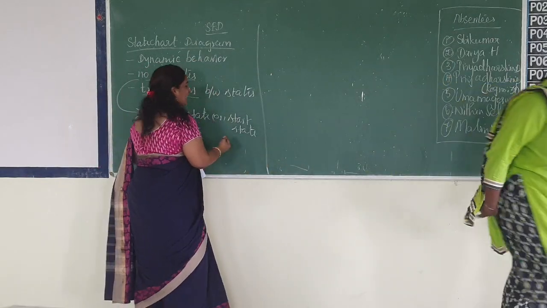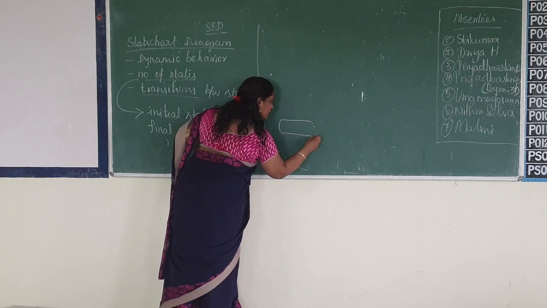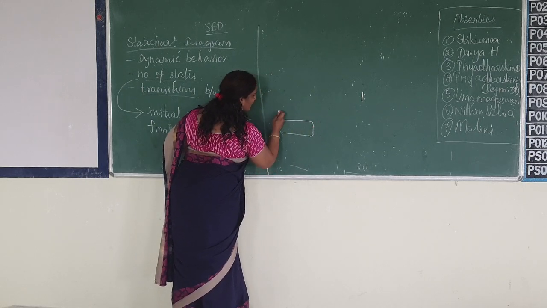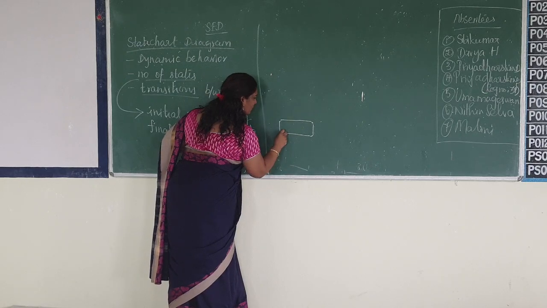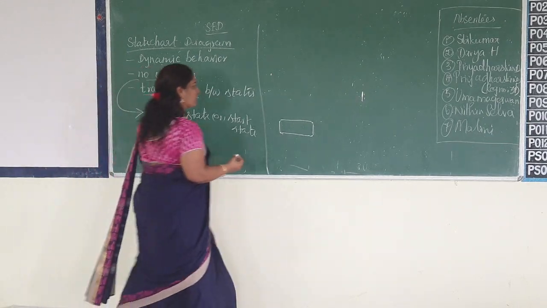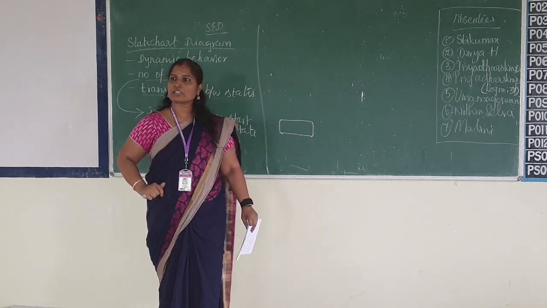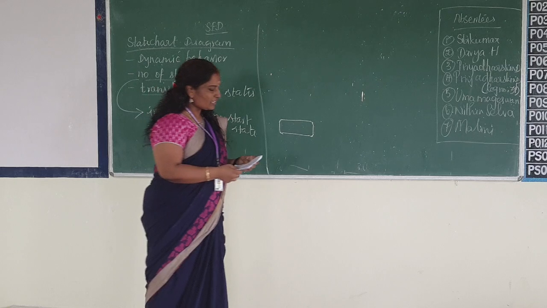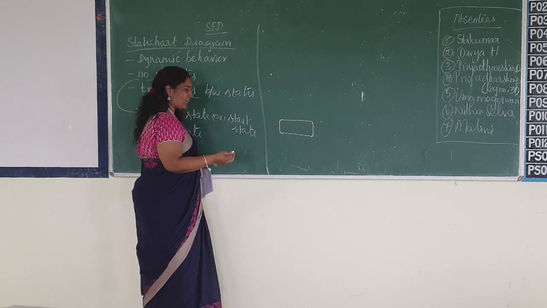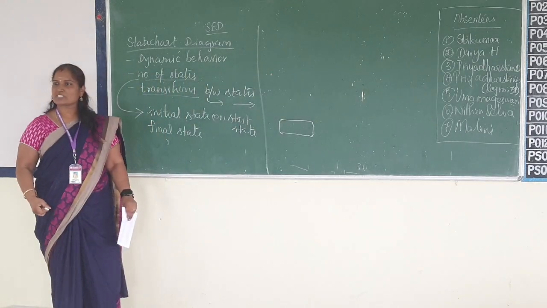Normally the state will be represented by a rounded rectangle. It looks like an oval, only the corners should be a little bent. The corner will not be sharp, it will be bent. So we call it a circle rectangle. Each state will be represented by a rounded rectangle, and the transition is represented by an arrow.